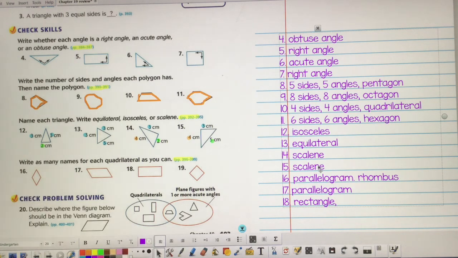But now is it a trapezoid? No, because trapezoid only has one pair of parallel sides. Is it a square? No, because a square has to have equal sides. Is it a parallelogram? Remember, a parallelogram has two pairs of parallel sides. So I think it's a rectangle and a parallelogram.